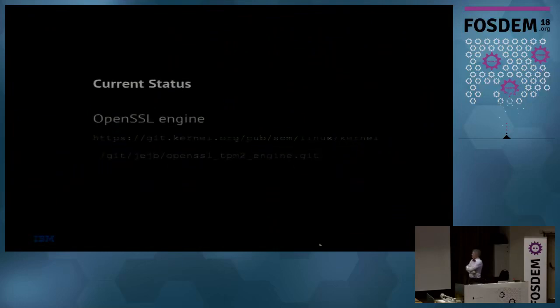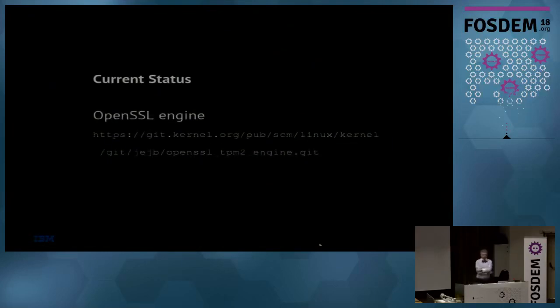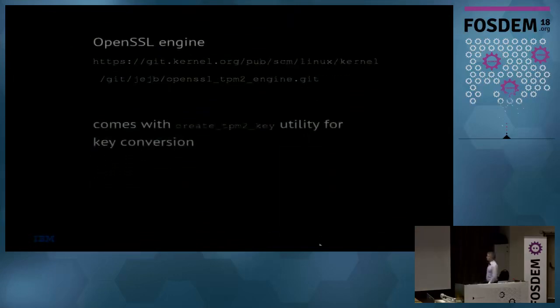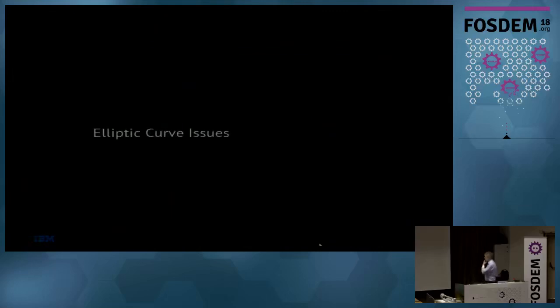So the current status is that I've written and published an engine for OpenSSL. Engines are the way you actually add different key handling systems to OpenSSL. It's at this URL. The URL, I think, was also part of the stuff I submitted to FOSDEM. It comes with this utility called create TPM2 key that actually converts from an OpenSSL private key to a TPM private key. And this utility can also be used to create a TPM private key that's actually embedded in the TPM and can never be extracted.